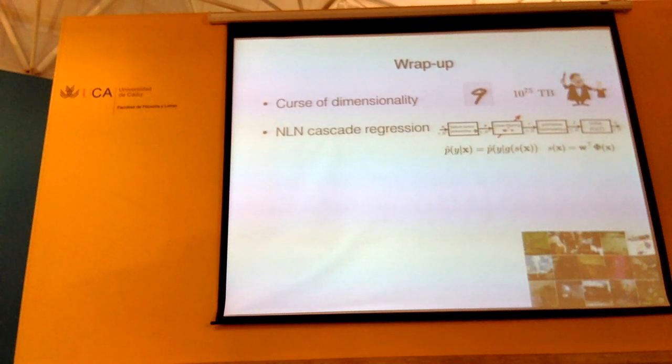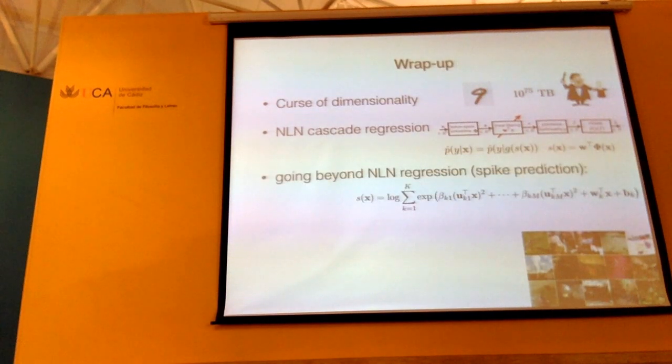As an example of a nice standard regression framework, I introduced this NLN cascade regression, which is basically the generalized linear models with some additional feature space embedding in front. And as an example of going beyond that standard framework, this is something you can always do, which will always give a good baseline prediction.